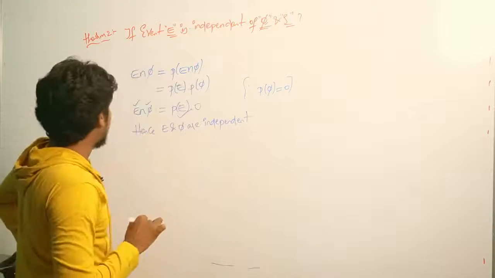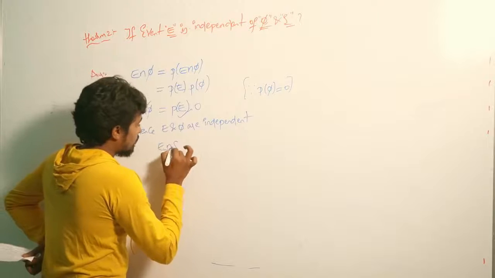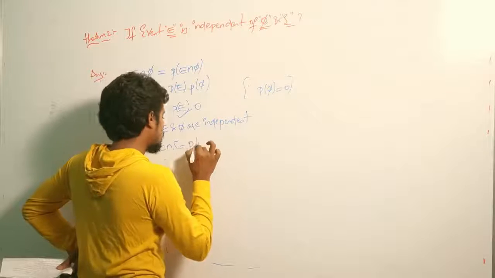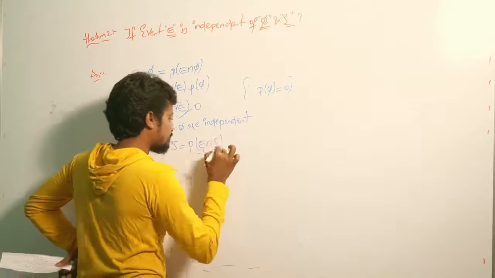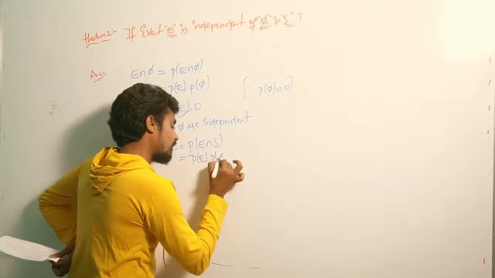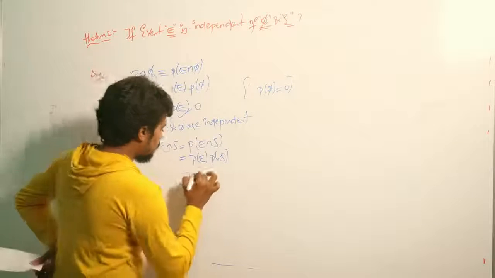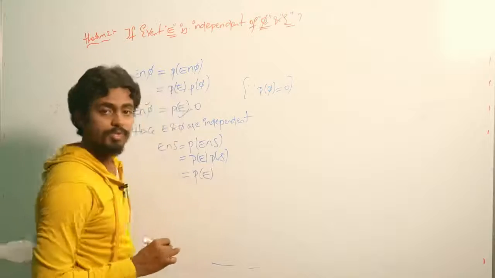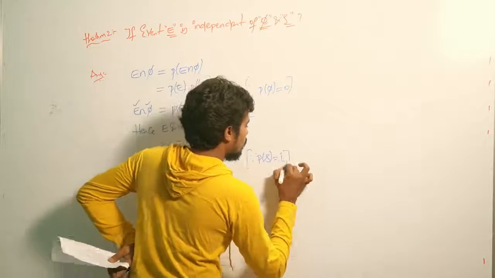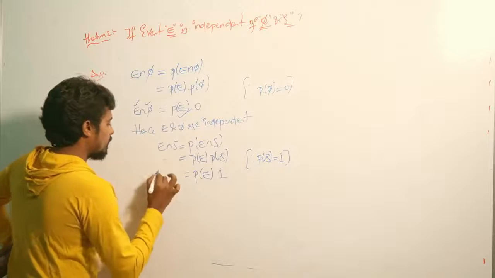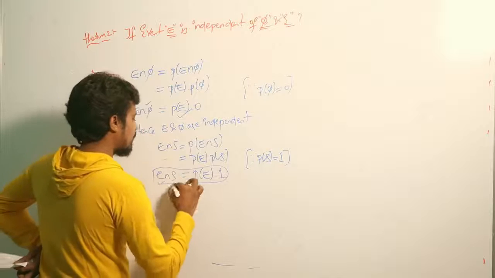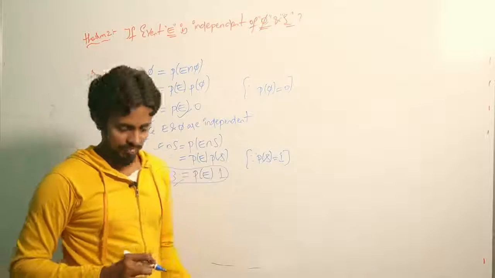Similarly, E intersection S, if you apply the probability for this, what will happen? This will be the P of E intersection S. If you take, this will be the P of E into P of S. P of S will be equal to 1. So P of E into 1 will be the E intersection S. Hence, this E and S are also independent events.